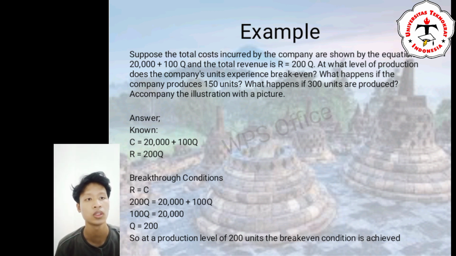Answer. Now C equals 20,000 plus 100Q. R equals 200Q. Break-even condition: R equals C. 200Q equals 20,000 plus 100Q. 100Q equals 20,000. Q equals 200. So at the production level of 200 units, the break-even condition is achieved.